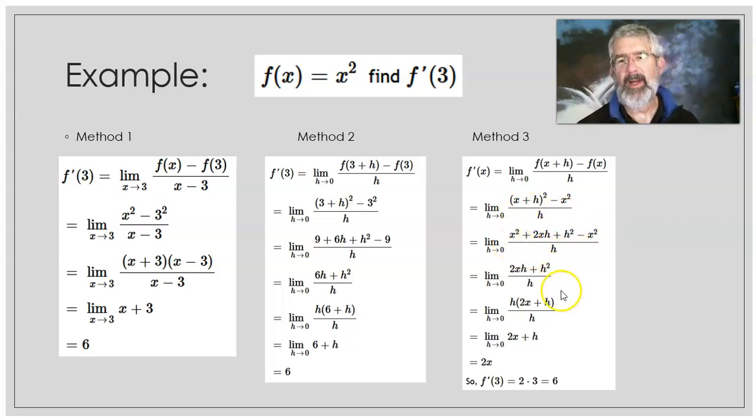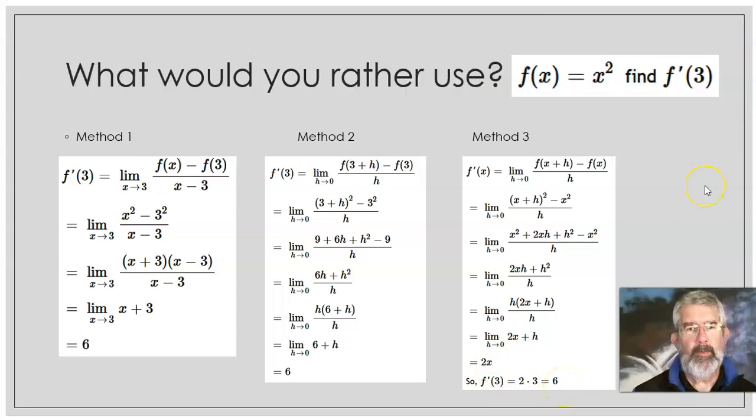The x squareds go away, then there's an h on the top that can be factored out, and the h over h cancels, leaving 2x plus h as h goes to 0, which is just 2x. So now, with x equal to 3, you plug it in and get your answer of 6. So from the point of view of trying to find the derivative at a particular point, the definition for finding the derivative at a particular point is really the way to go.